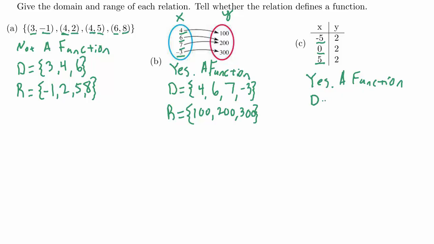Now let's look at the domain. The domain are simply all the X values, which in this case is -5, 0, and 5. And the range is all of the y values. In this case, there's only a single number, 2.